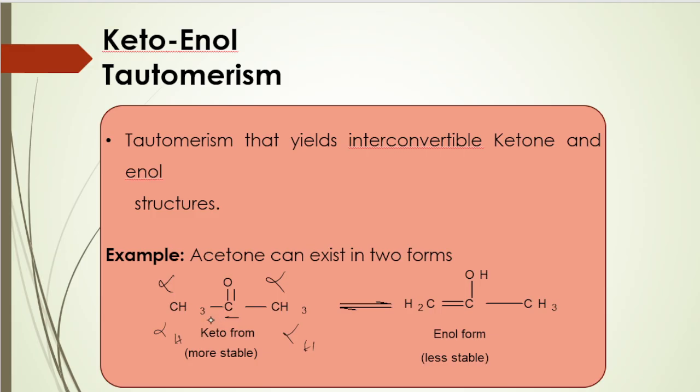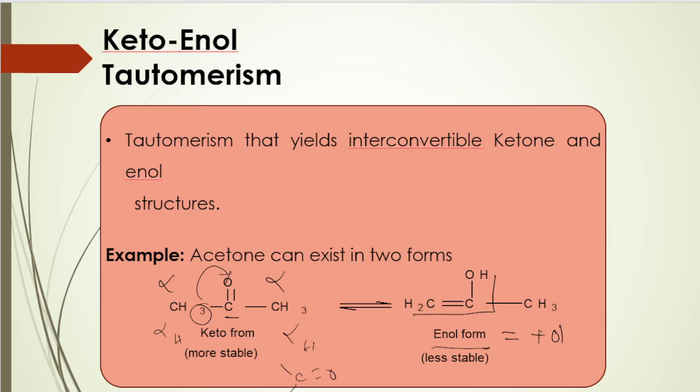Now, just because of the shifting of one of the hydrogens from this carbon to the oxygen, the double bond becomes a single bond and the single bond becomes a double bond, and this particular form of the compound is called enol. Why it is called enol: there is a double bond and an OH present in the compound, hence ene and ol, meaning OH. So it is the enol form, and this is the keto form. The C double bond O group is called the keto group.